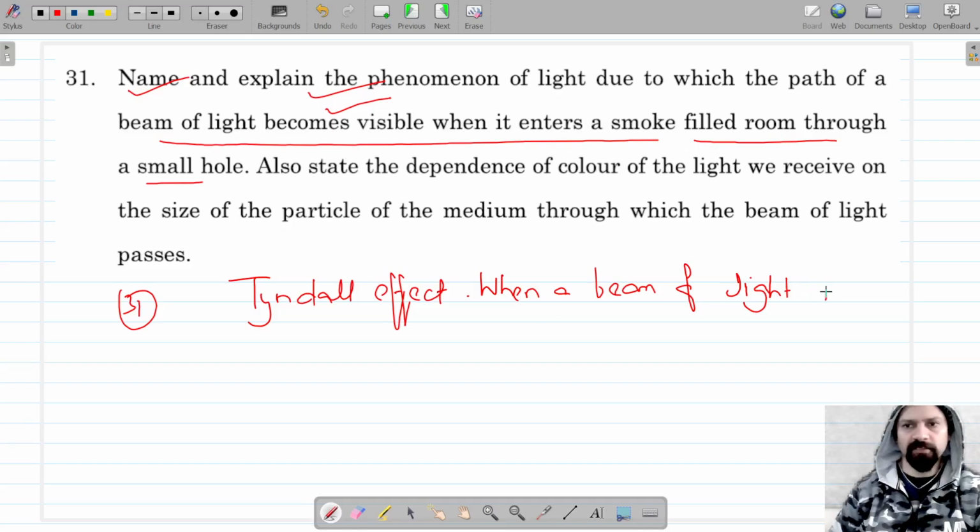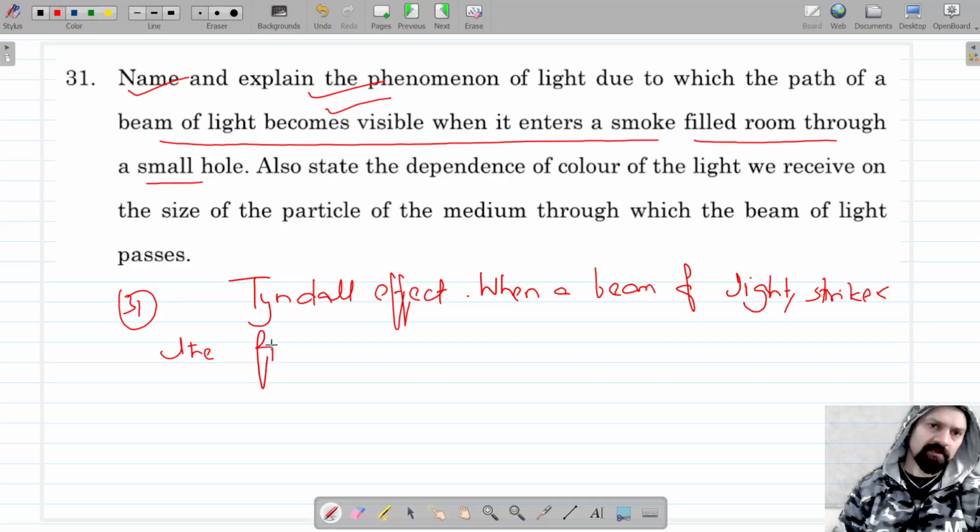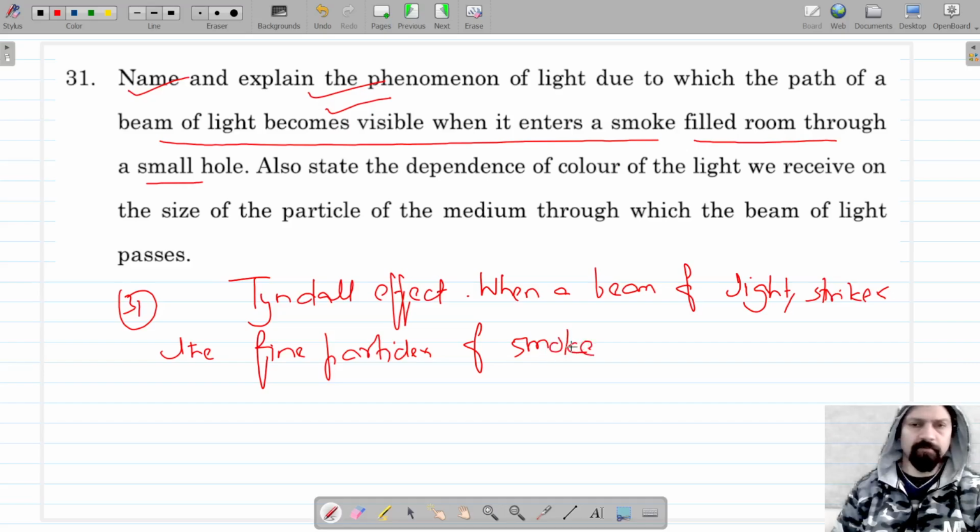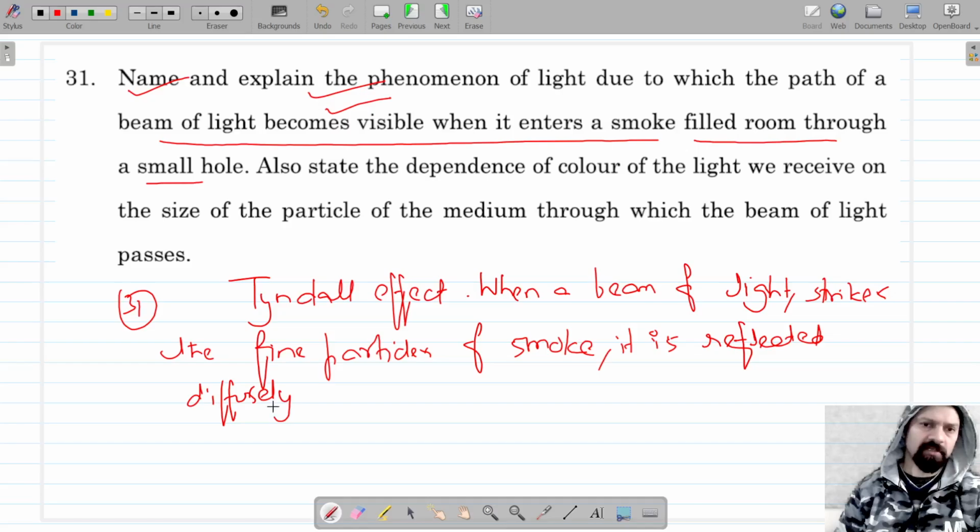When a beam of light strikes fine particles of smoke, it is reflected diffusely. Diffusely means in all directions. It is reflected diffusely, and hence the path of light becomes visible.